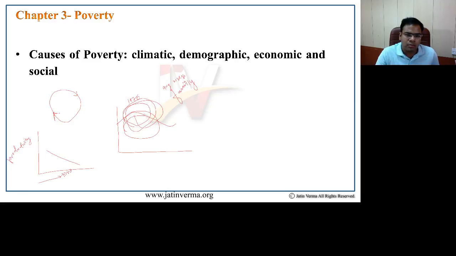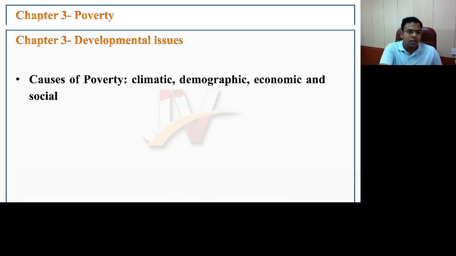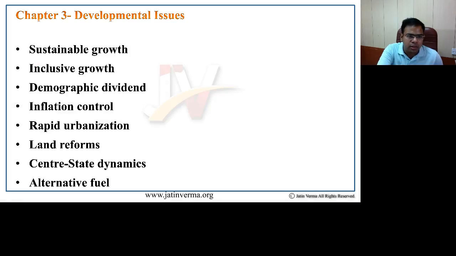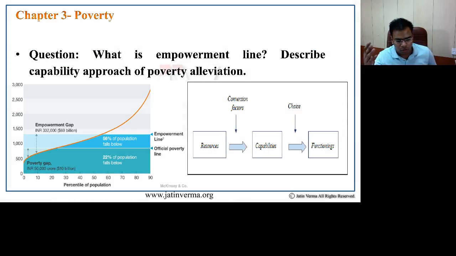As I said, I have divided them into four major parts, and these are climatic factors, demographic factors, economic factors and social factors. These are the four main reasons of poverty. Let's now talk about the question. The topic of poverty is now over.